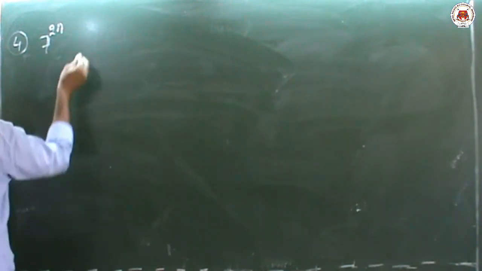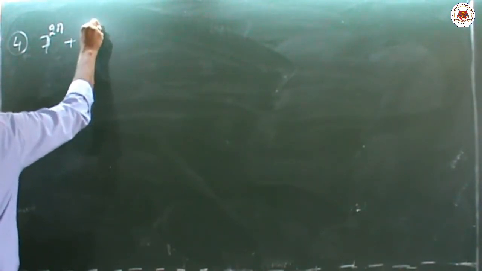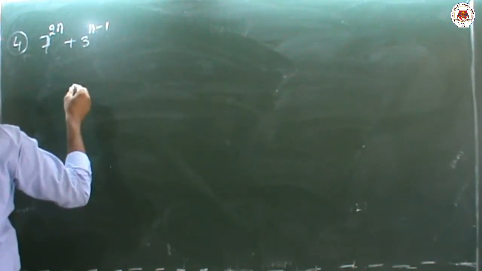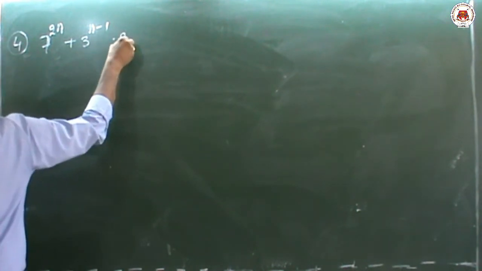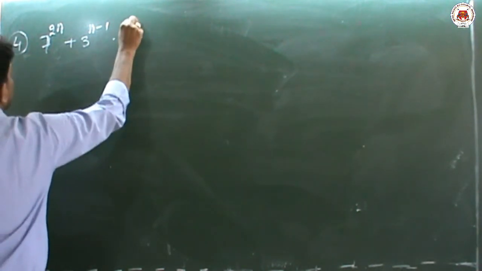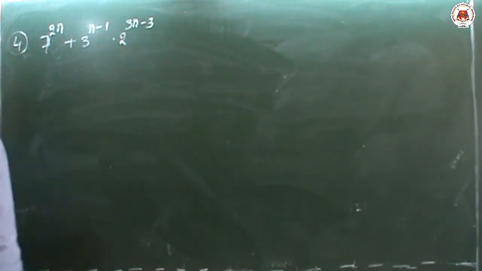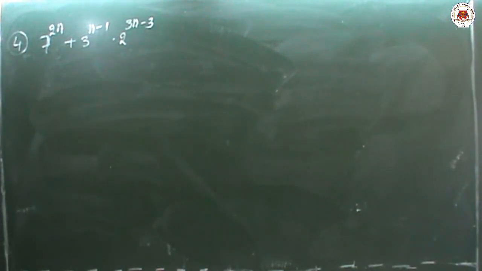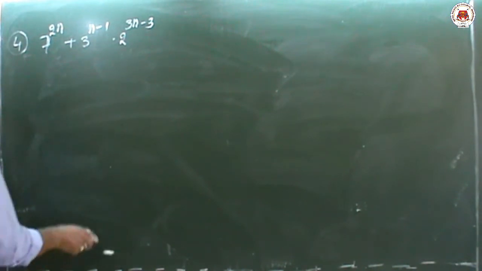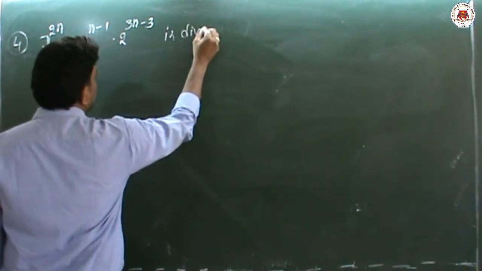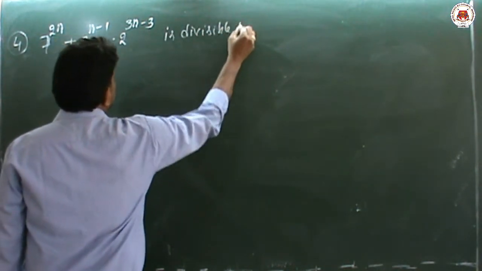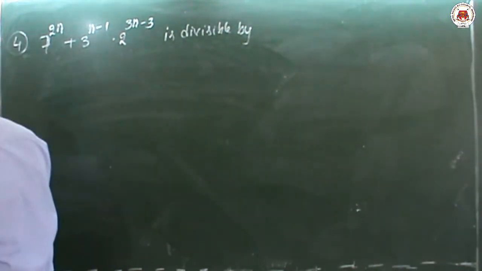7 power 2n plus 3 power n minus 1 into 2 power 3n minus 3. So 7 power 2n plus 3 power n minus 1 into 2 power 3n minus 3 is divisible by which number? This is the question. Same model as we just did. He has given options also.